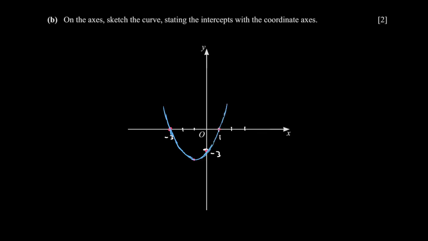Okay, yeah, it should be good enough. Okay, and so therefore we've got our quadratic. We've indicated where the vertex is, the stationary point. We know the x-intercepts and we know the y-intercepts. And that should be enough for the 2 marks.